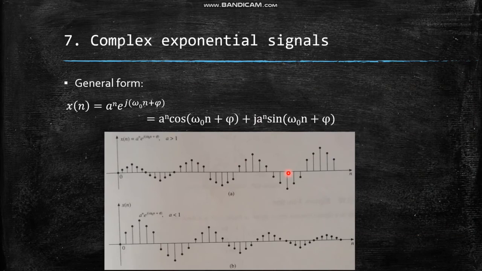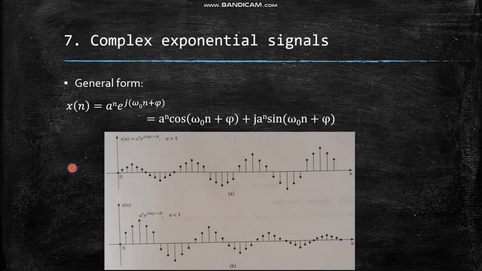Complex exponential signal. The general form for a complex exponential signal in discrete time is written as x of n is equal to a raised to n e raised to j into omega 0 n plus phi, which is equal to a raised to n cos omega 0 n plus phi. That is the Euler's formula expanded here, which can be written as a raised to n cos omega 0 n plus phi and j a raised to n sin omega 0 n plus phi.